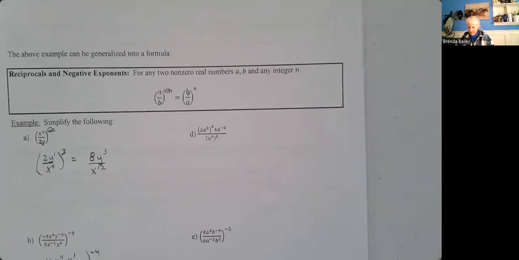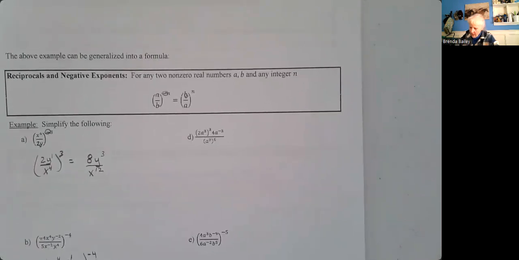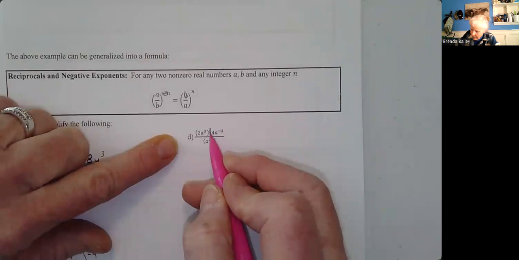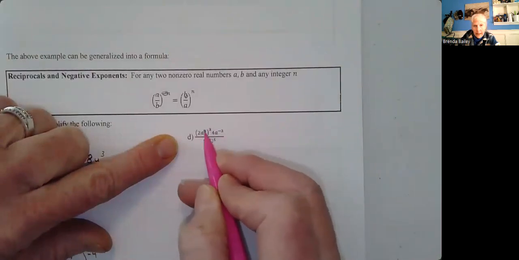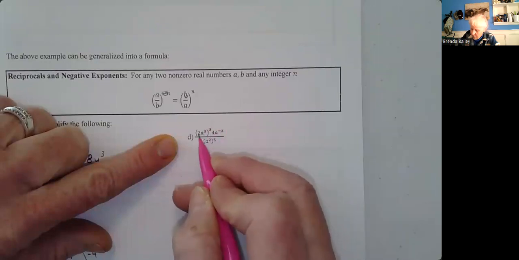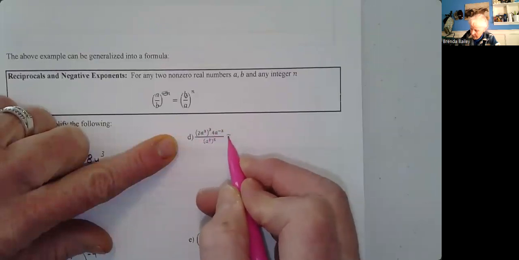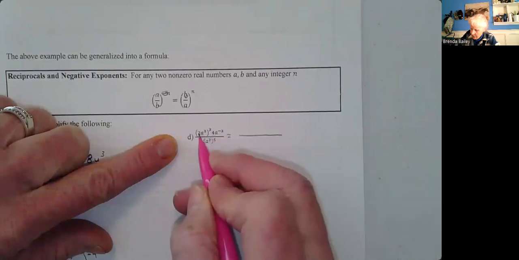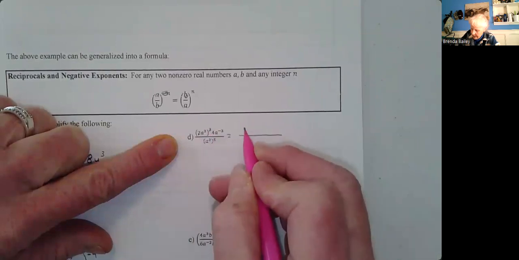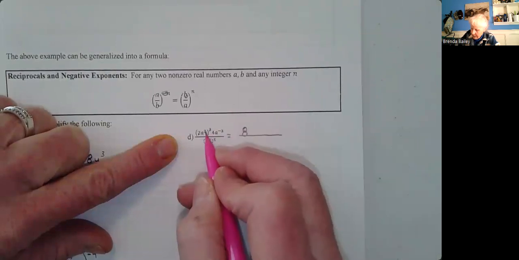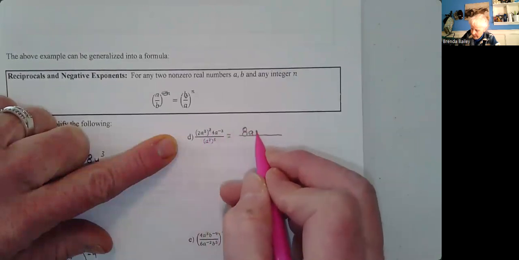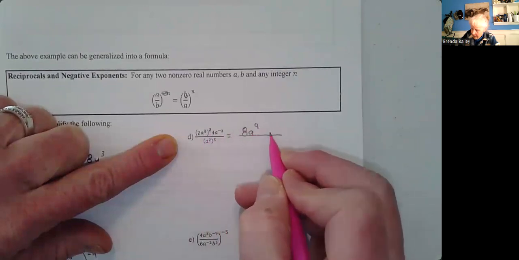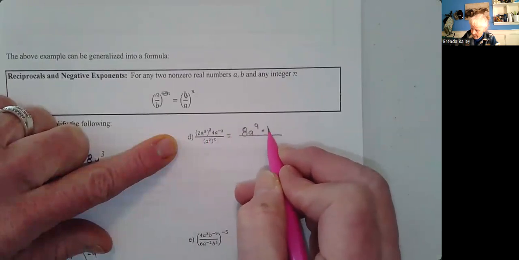Let's do another one. D. I don't think we need to do it. All right, so here, this parentheses is cubed. So I'm going to go ahead and do that right now. So we have 2 cubed. I'm just going to write it here. 2 cubed is 8. 3 times 3 is 9. And then I can put a times here.